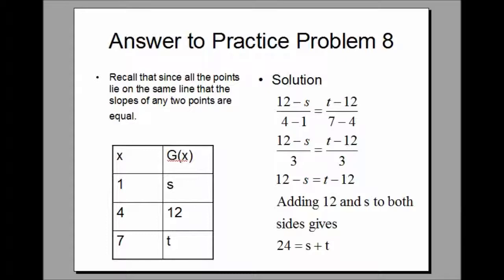This gives us 12 minus s over 4 minus 1. This will be equal to the calculation we get using 4, 12, and 7, t. Using those 2 points, we have t minus 12 over 7 minus 4. Simplifying gives us 12 minus s over 3 equals t minus 12 over 3. We multiply both sides by 3 to clear the fraction. This gives us 12 minus s equals t minus 12. Adding 12 and s to both sides gives us 24 equals s plus t.